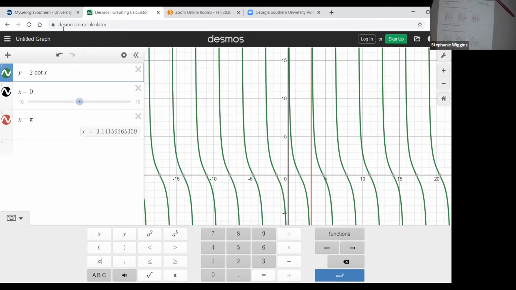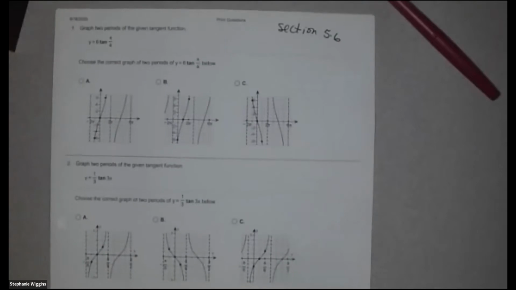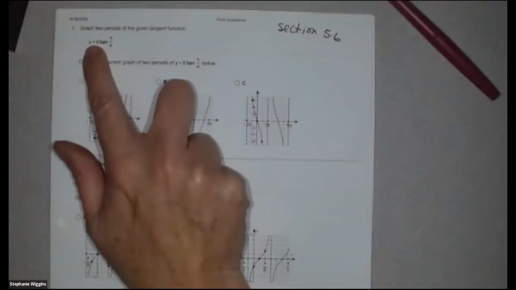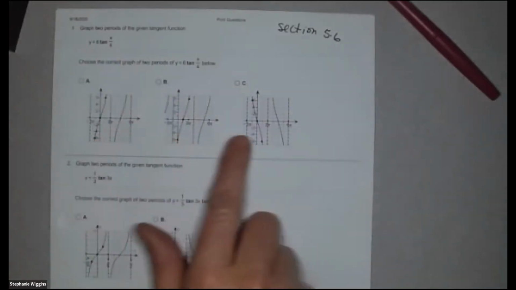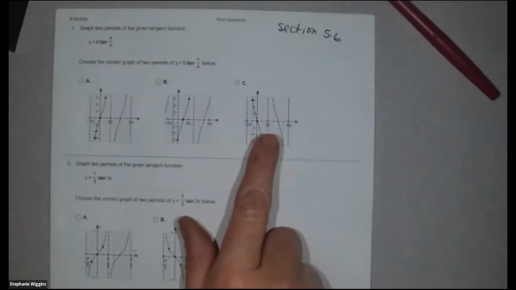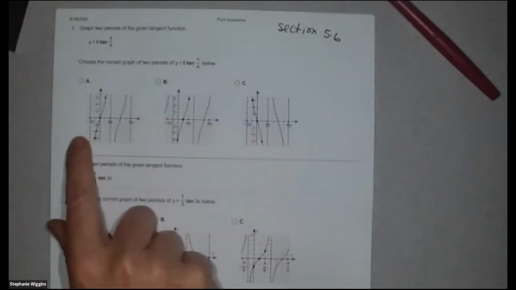Let me stop sharing my screen and you'll see what I mean. There we go. Okay, section 5.6. You're given a graph, I don't know if you can see that. It says 6 tangent x over 4. You're given an equation and you pick the correct graph. And like I said, you're just going to go to Desmos to help you pick the right graph.